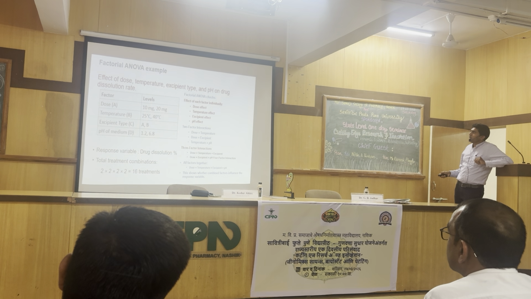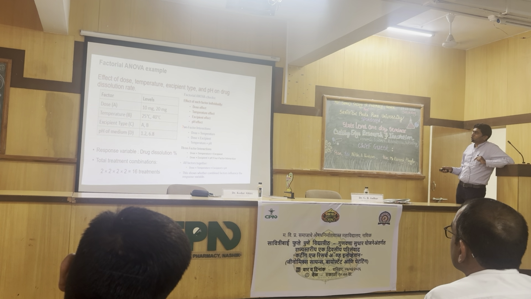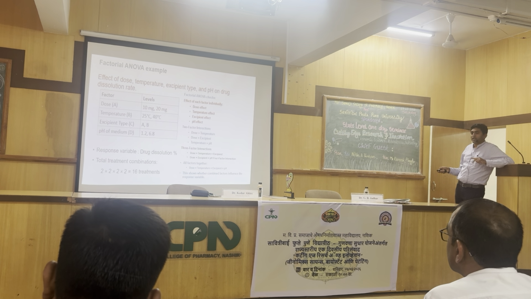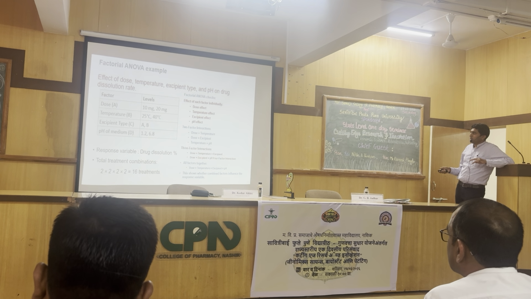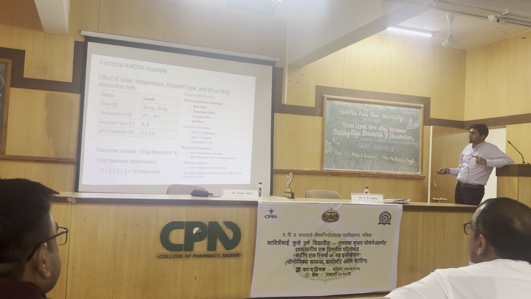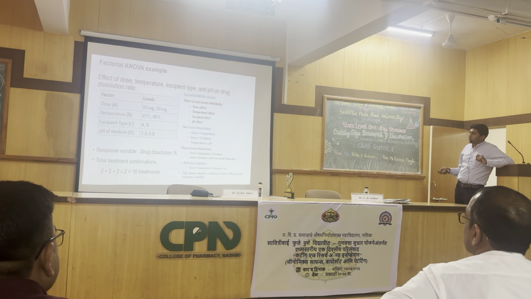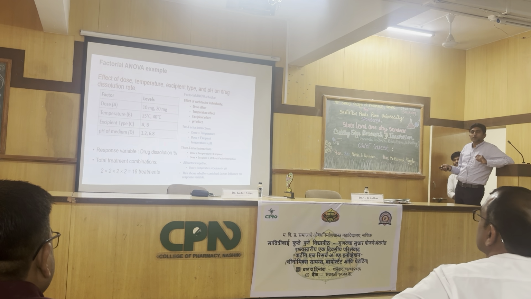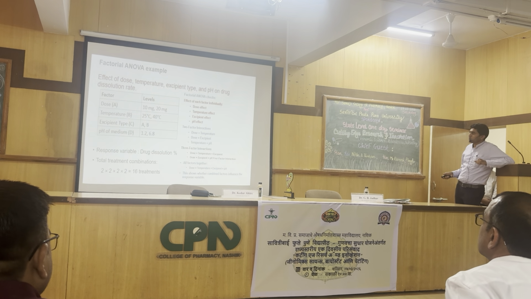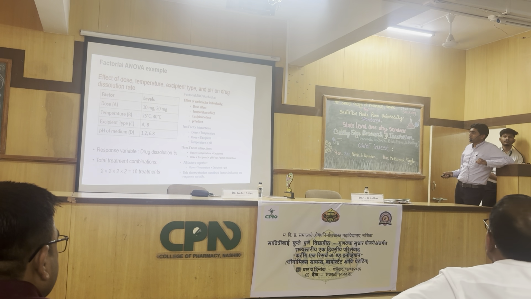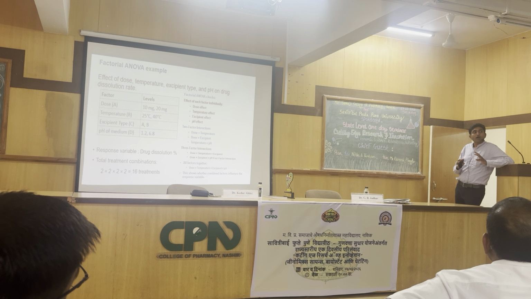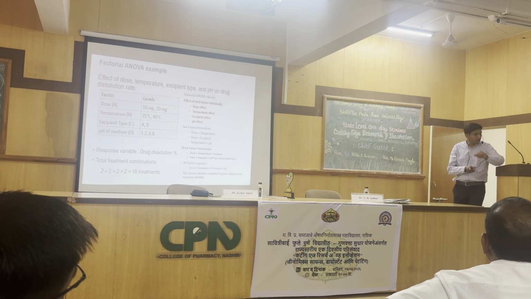So we can find out the interactions also: 2-factor interactions like dose and temperature, dose and excipient, temperature and pH, or 3-factor interactions like dose, temperature and excipient, and dose, excipient and pH, and all factors together like dose, temperature, excipient and pH. All this information we get from the factorial. This shows whether combined factors influence the response variable. Individually we can know, but combined together, how do these factors influence the response variable?